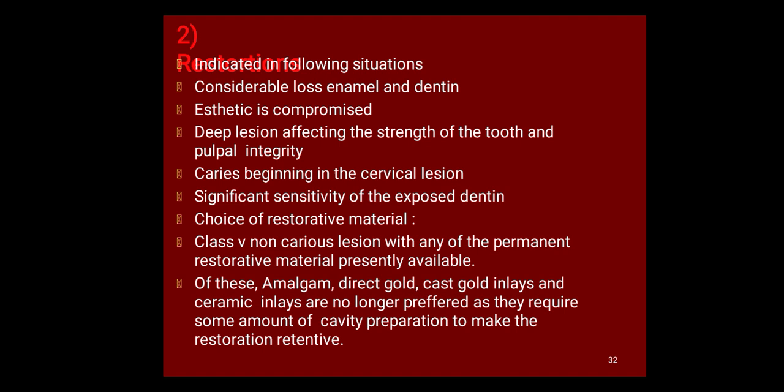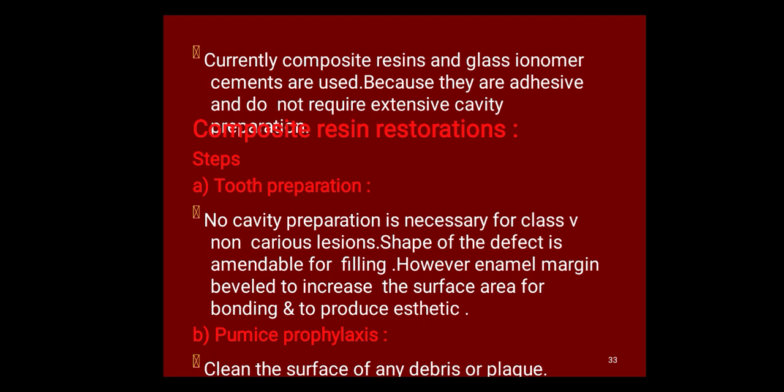Choice of restorative material. Class 5 non-carious lesions can be restored with any of the permanent restorative materials presently available. Of these, amalgam, DFG, direct filling gold, cast gold inlays, and ceramic inlays are no longer preferred as they require some amount of cavity preparation to make the restoration retentive. Currently, therefore, composite resins and GIC are used because they are adhesive and do not require extensive cavity preparation.